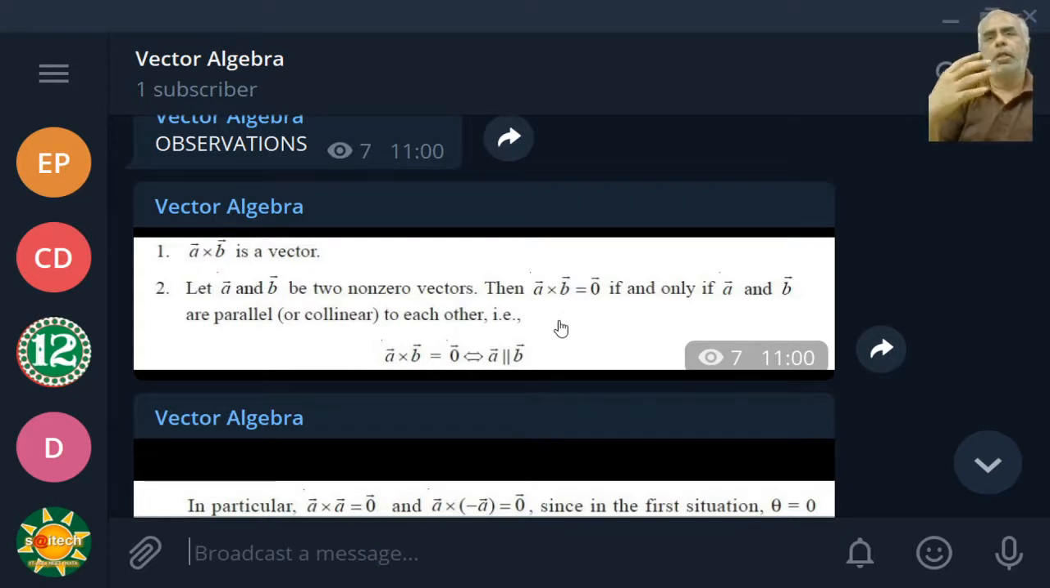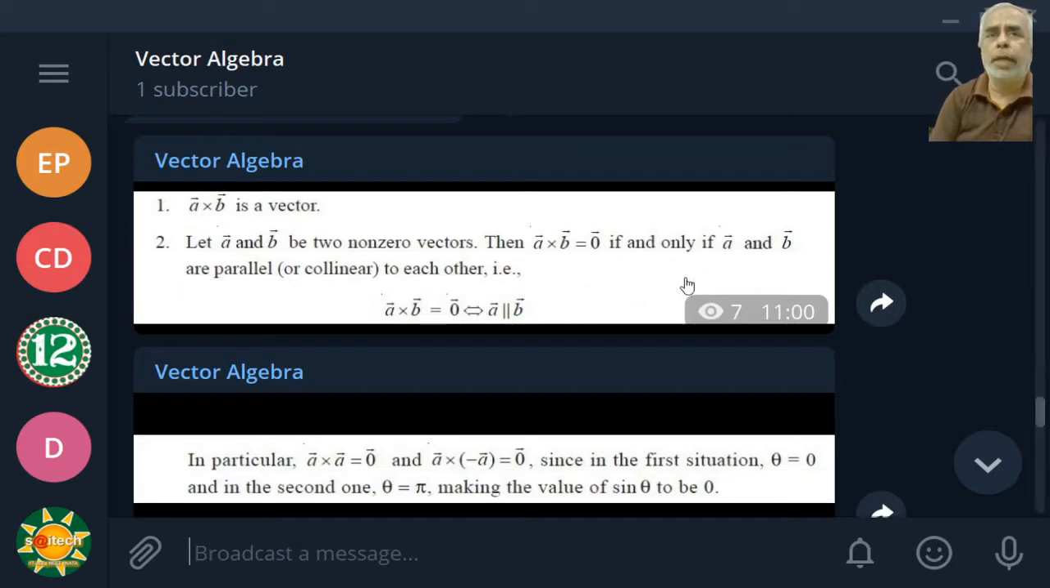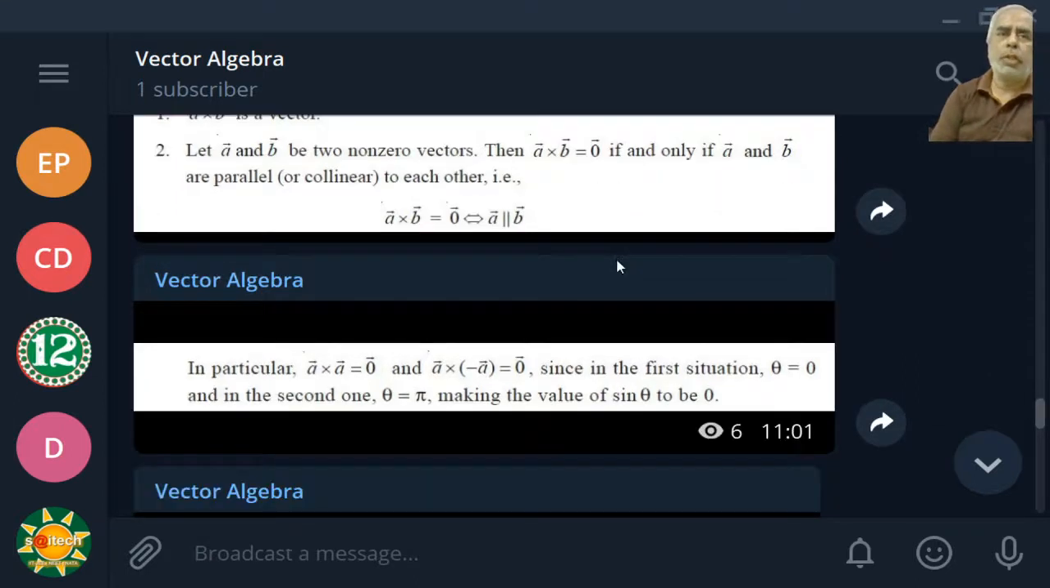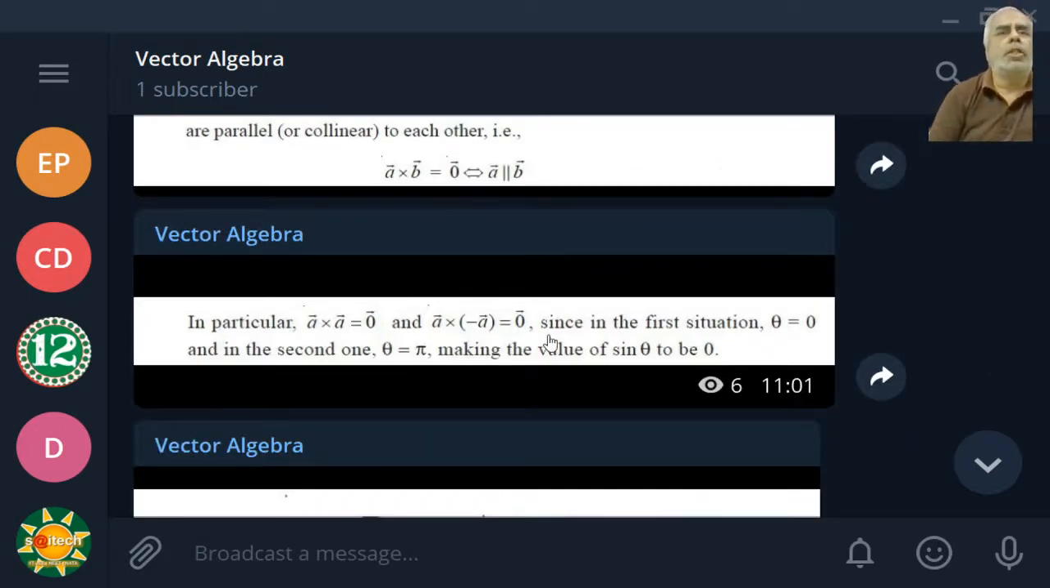It means the theta is equal to 0, then A cross B is equal to 0 vector. It cannot be 0 magnitude, 0 vector. Then you can say these two vectors are parallel to each other. Because we know sine 0 means 0. Then A cross A is equal to 0, and as I already mentioned, these are non-zero vectors. So even if one of them is reversed, it results in 0 vector only.